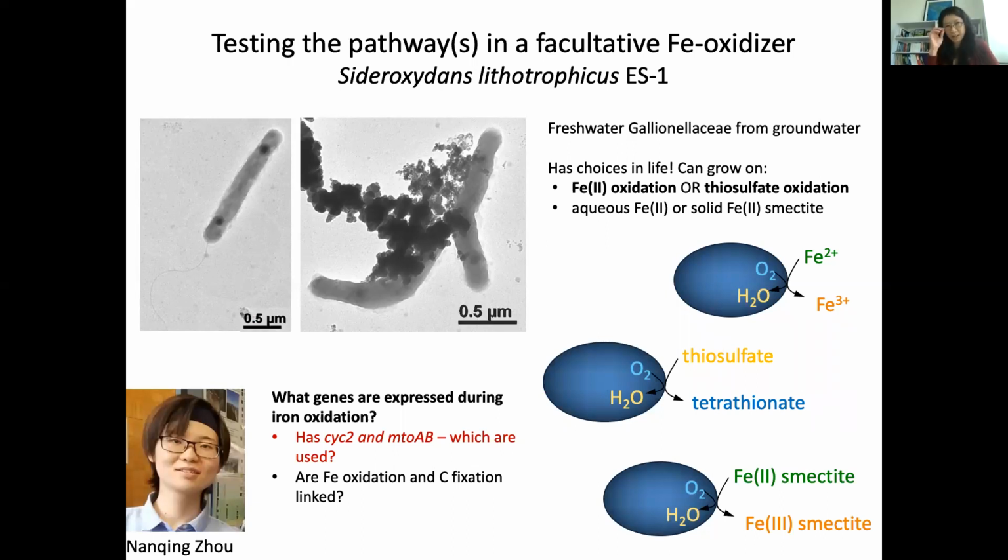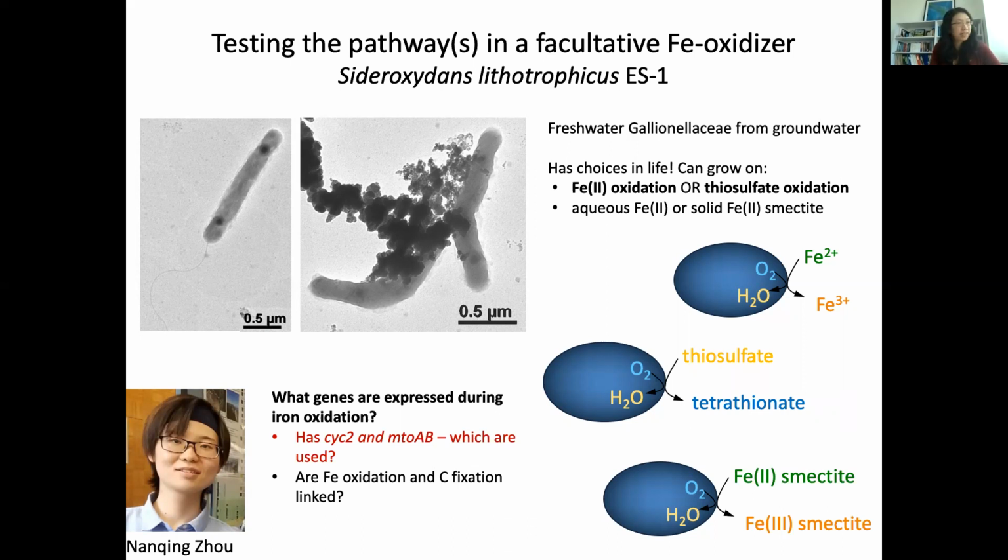Okay, and so finally, we reached the point where we need to test this pathway in an isolate. I told you they are challenging to grow, and so that's why we didn't start with them in the first place, right? There are a lot of problems that we have to solve along the way. But we're lucky to have an isolate, Sideroxydans lithotrophicus. It's a relative of the Gallionella. It does not make any fancy minerals. It just makes granular minerals.